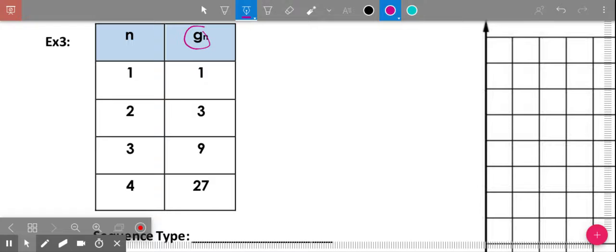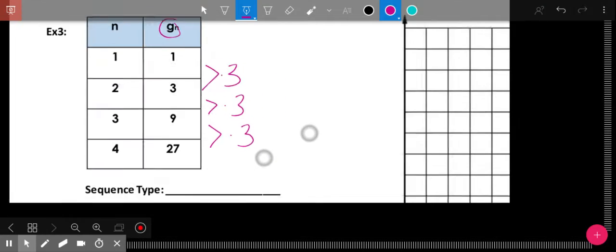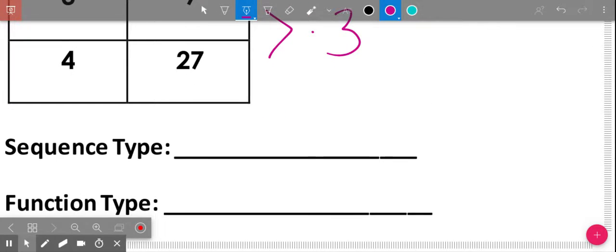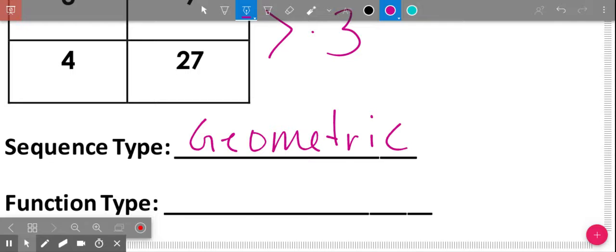If you didn't notice, you could have checked to see if we're multiplying by anything, which we are. To go from 1 to 3, we're multiplying by 3. To go from 3 to 9, we're multiplying by 3. And 9 to 27, we're multiplying by 3. So my sequence type is going to be geometric. Now, since it's geometric, we know it belongs to the family of exponential functions.